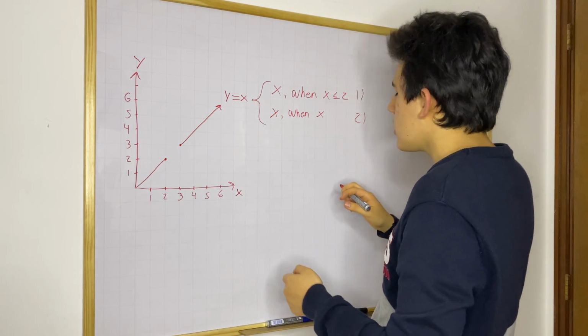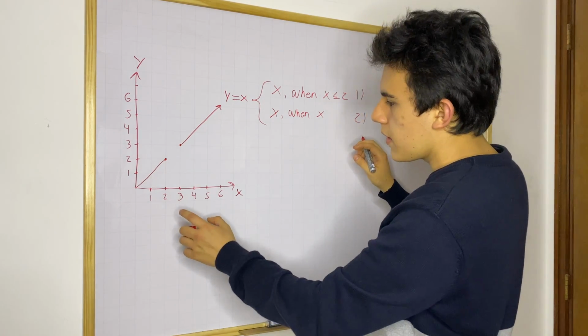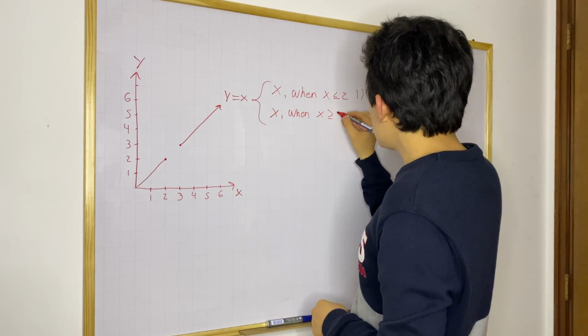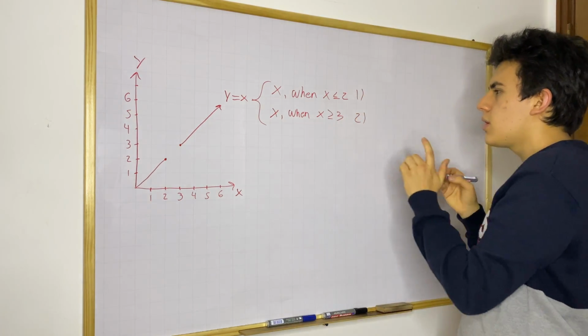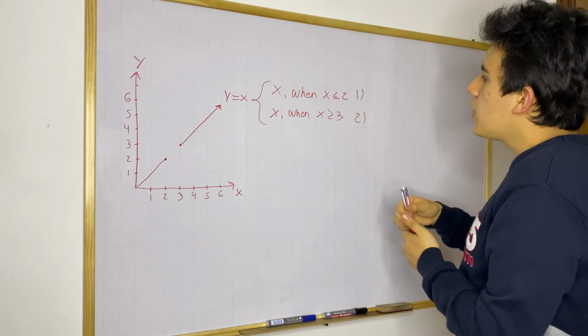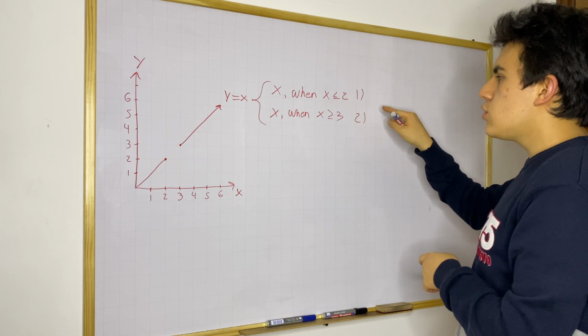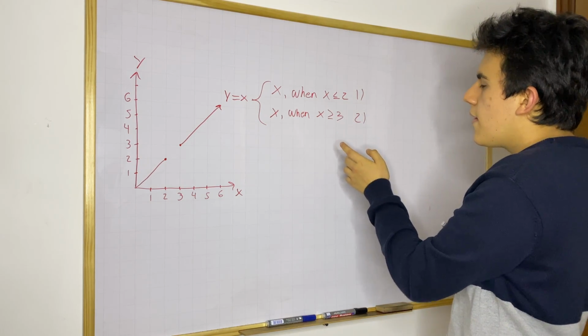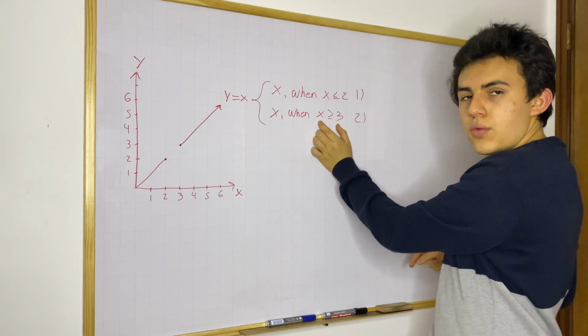Okay, and actually, you're going to see something. When x is greater than or equal to 3, then we want this function to happen. Now you can see there's some sort of hole between these two functions, because if x is greater than 2, then it can also be greater than 3.